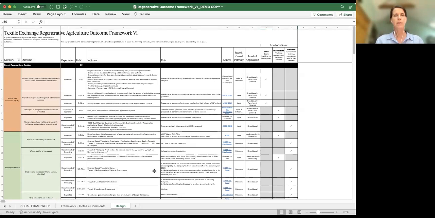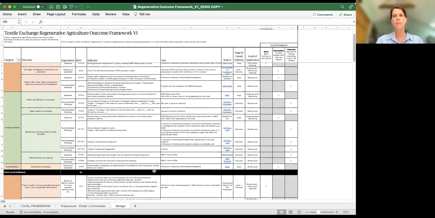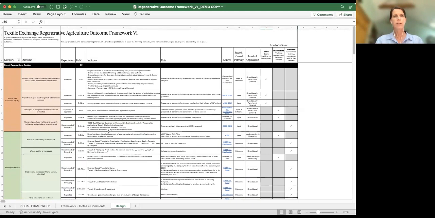As mentioned earlier, the concept of shared responsibility between brands and growers is central. So you'll see the brand expectations section at the top, and then the farm level indicators beginning just below. For each indicator, you'll find the outcome area, whether this is expected or how many might be recommended from within a given basket. Details on the indicator, the unit, and the source, since this is fully open source and referenced. The stage in the causal pathway that I mentioned from OECD of input, output, outcome, and impact. And whether this is a brand level indicator, farm level, or both.